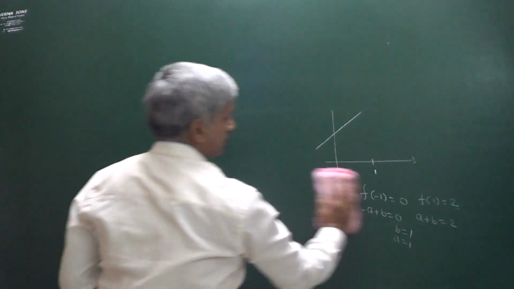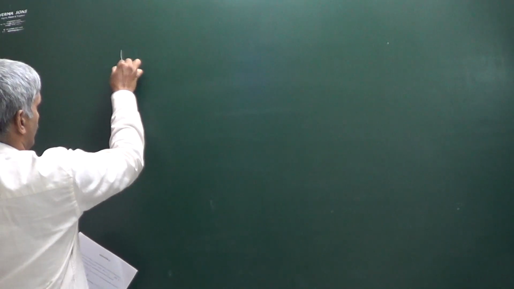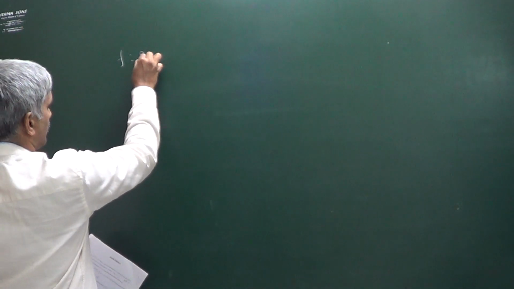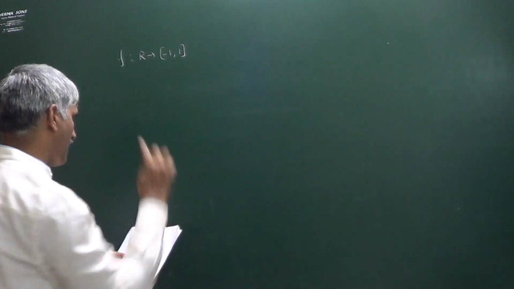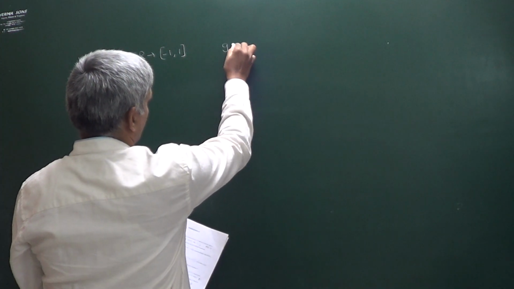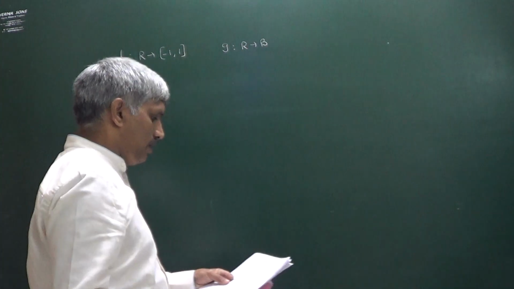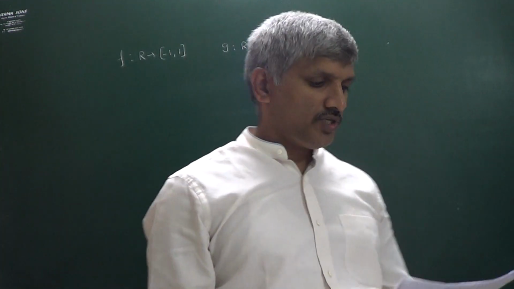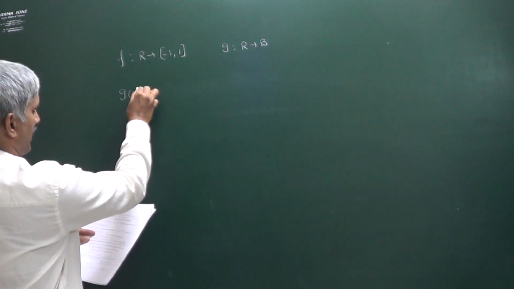So there is another question. That question is given like this: f is a function from the real numbers to the closed interval [-1, 1]. The function is defined in that way. And g is another function defined from the real numbers to the set B, a set of real numbers. He is saying about g of x. What is g of x? How have they defined g of x?